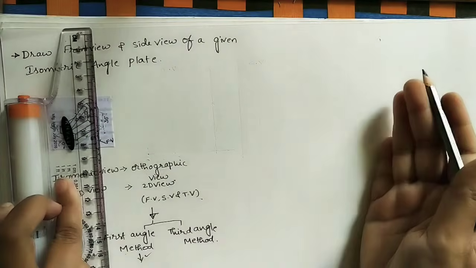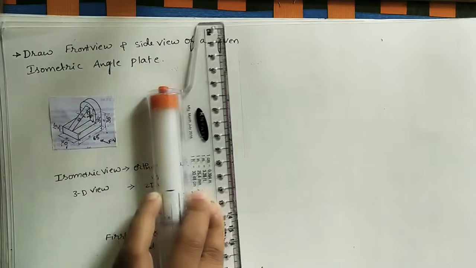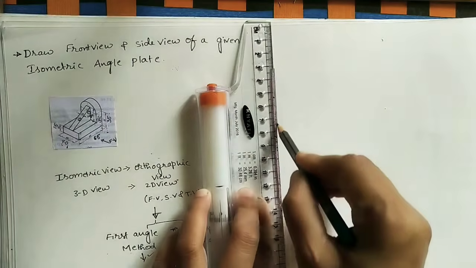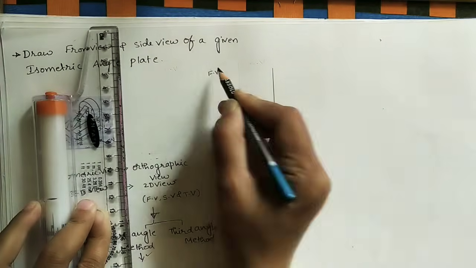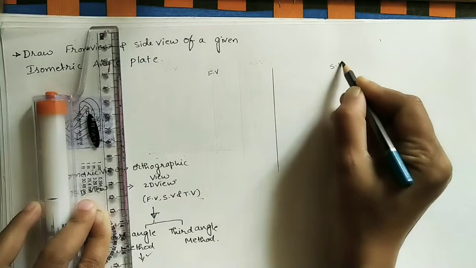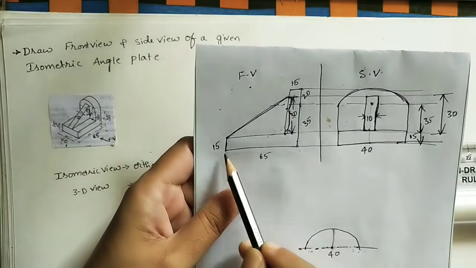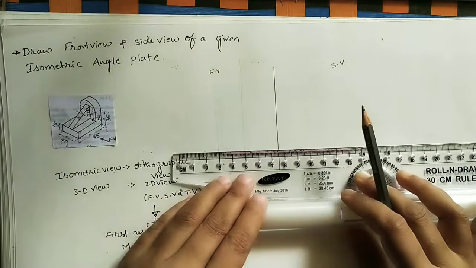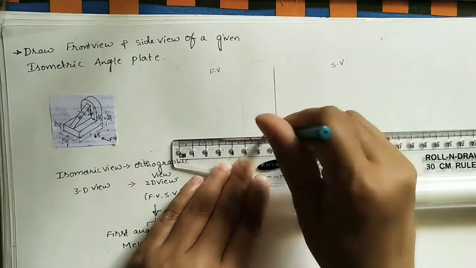Do the front view here and the side view here. First I will take the reference line of some length. Take the vertical line here. Here do the front view, and here do the side view. In the front view, we can see this L section. This width is 65 mm. Let us take one line here of 65 mm. Mark the end points.